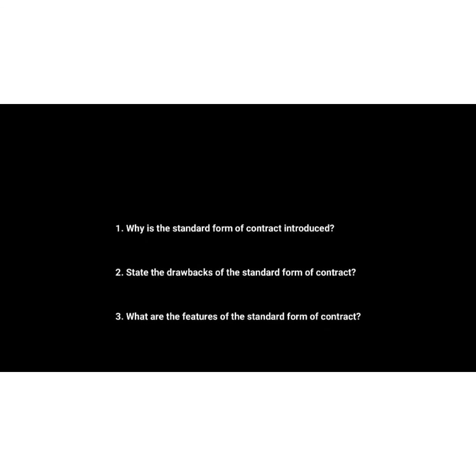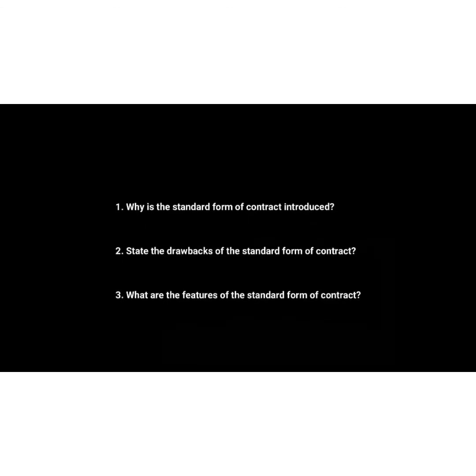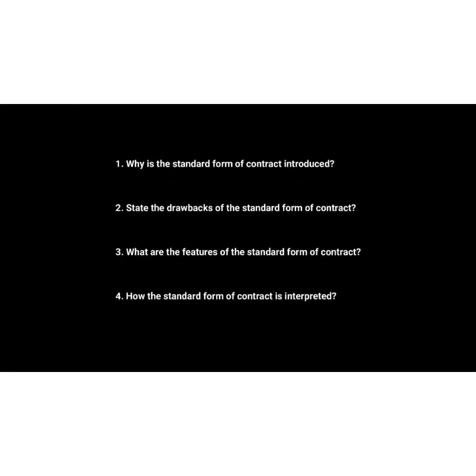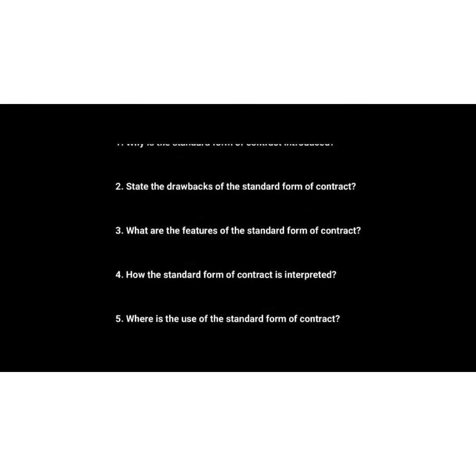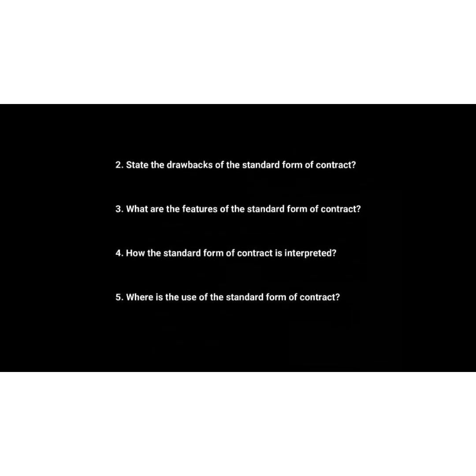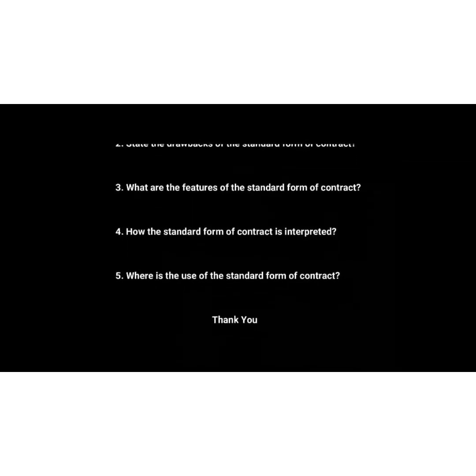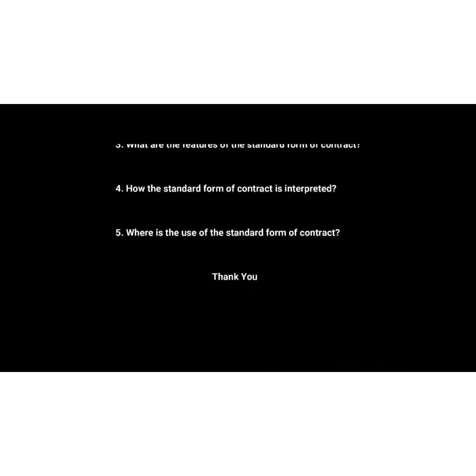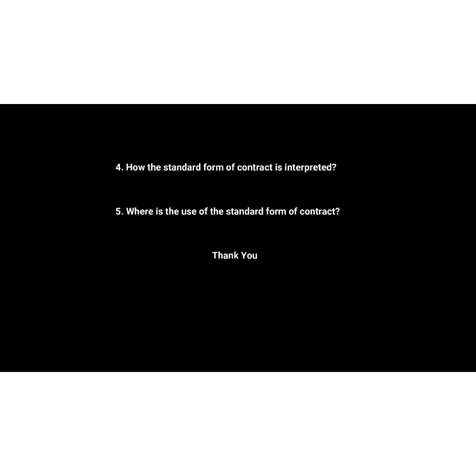I have 5 questions. You have to give the answers to these 5 questions, and furthermore, you can see the book also. The very first question is, why is the standard form of contract introduced? Second, state the drawbacks of the standard form of contract. Third, what are the features of the standard form of contract? Fourth, how is the standard form of contract interpreted? Fifth, where is the standard form of contract used?